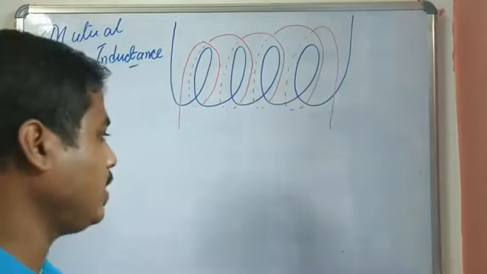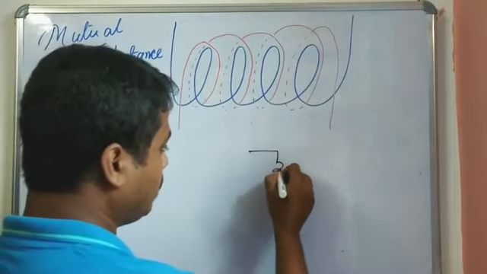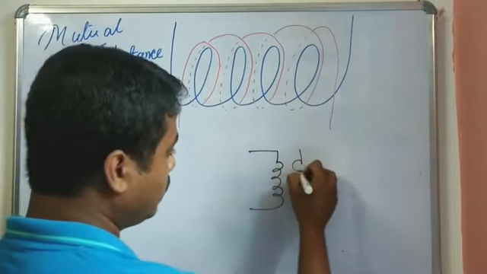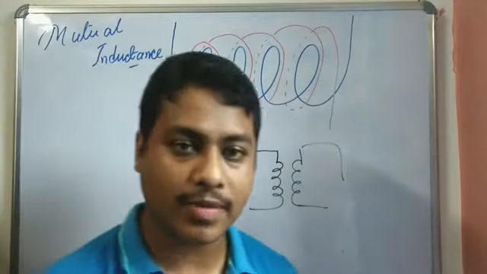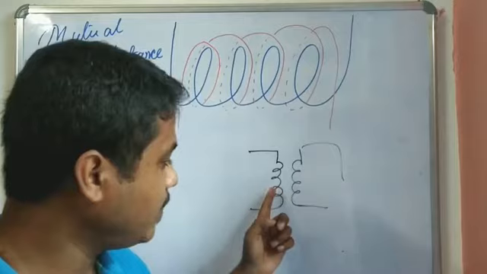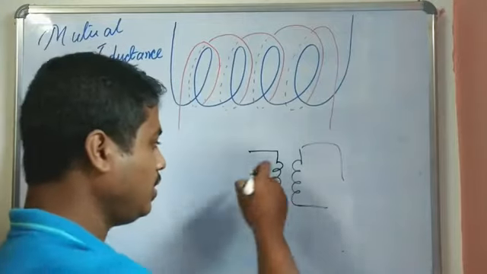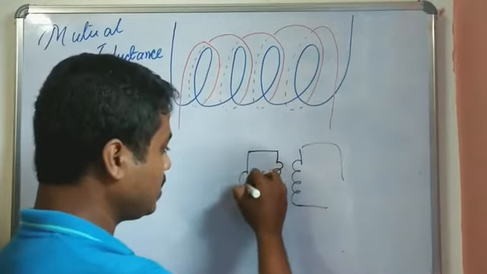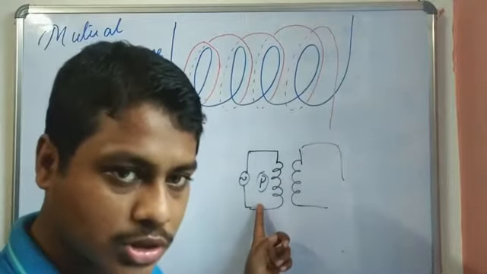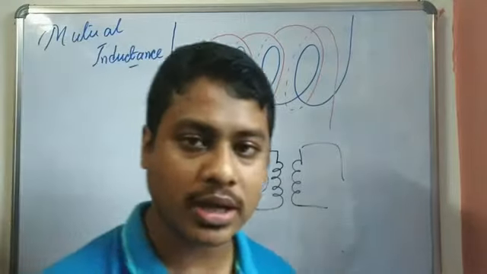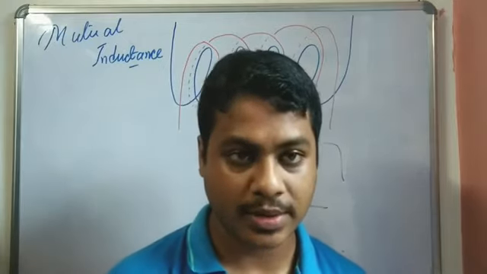Like the diagram, we have one primary coil and we have one secondary coil. The amount of magnetic flux, the amount of magnetic field that changes in the primary coil, and the primary coil is the one to which the source is connected. The secondary coil is the one from which we get the output.